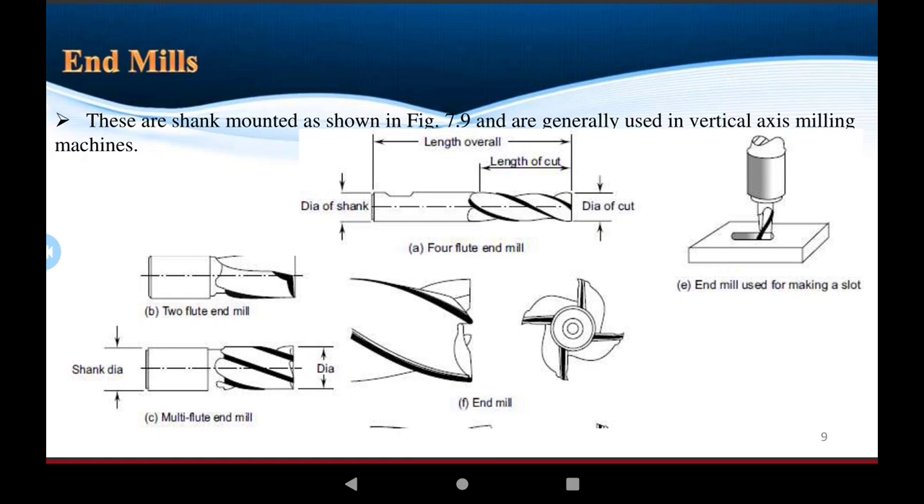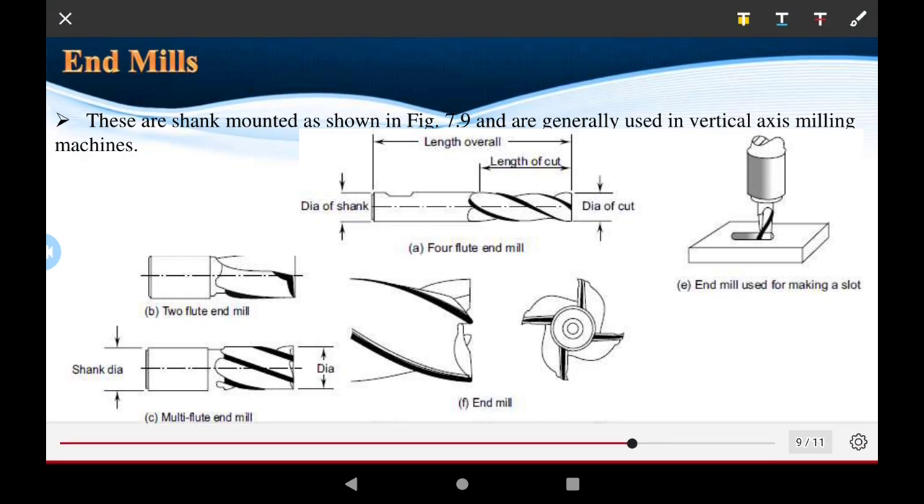Some tools are also used in these operations, such as the end milling cutters. The end milling operation uses a shank, a very large shank in some tools, as shown in the figure. These are generally used for vertical axis milling machines.